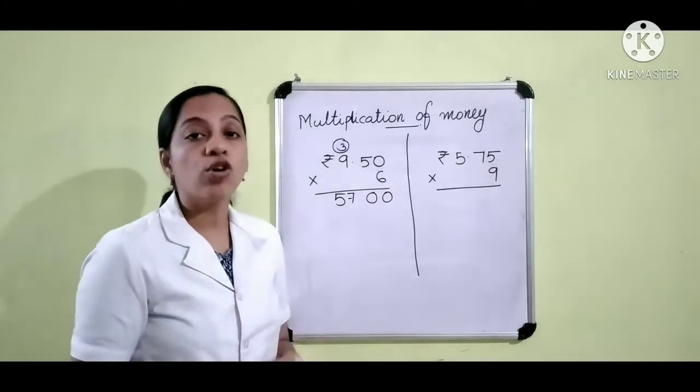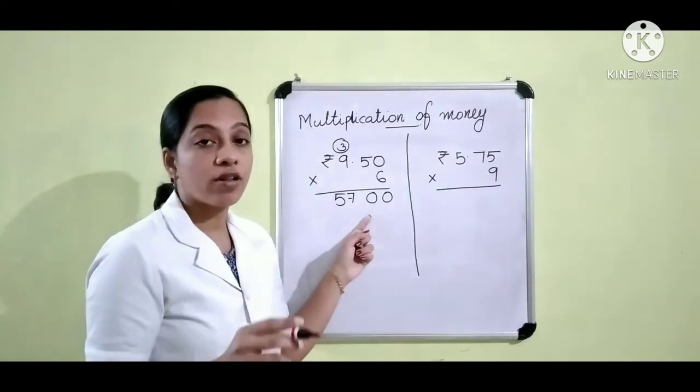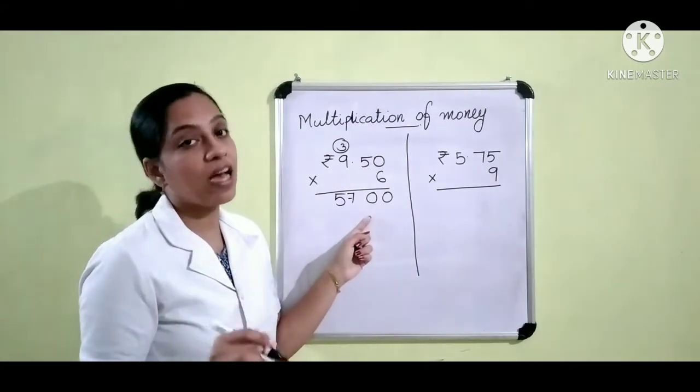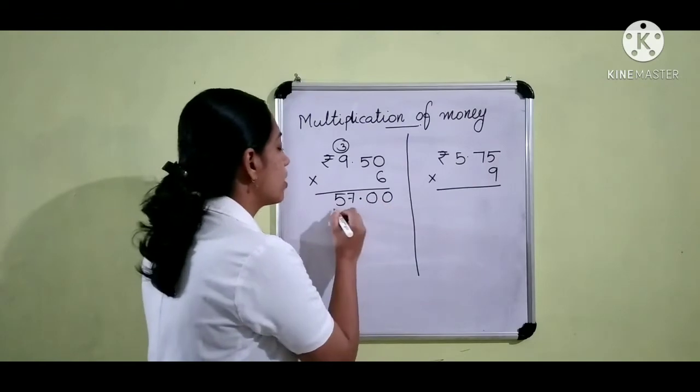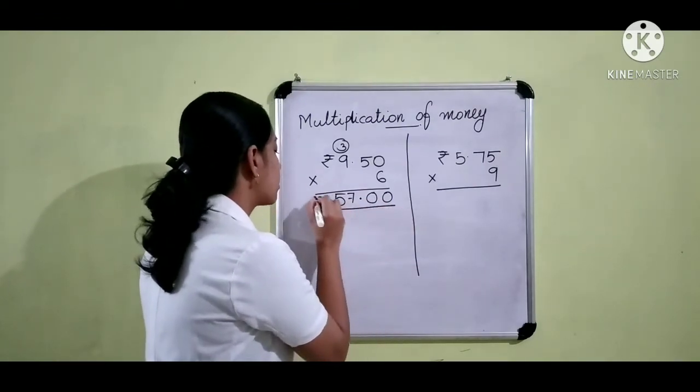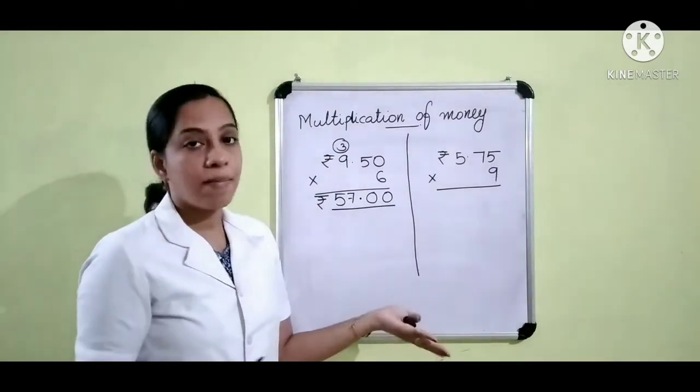Then we have to put the dot here. That is before the second digit from the right. 1, 2. So let us put a dot here. So our answer is 57 rupees. Here there is no paise.